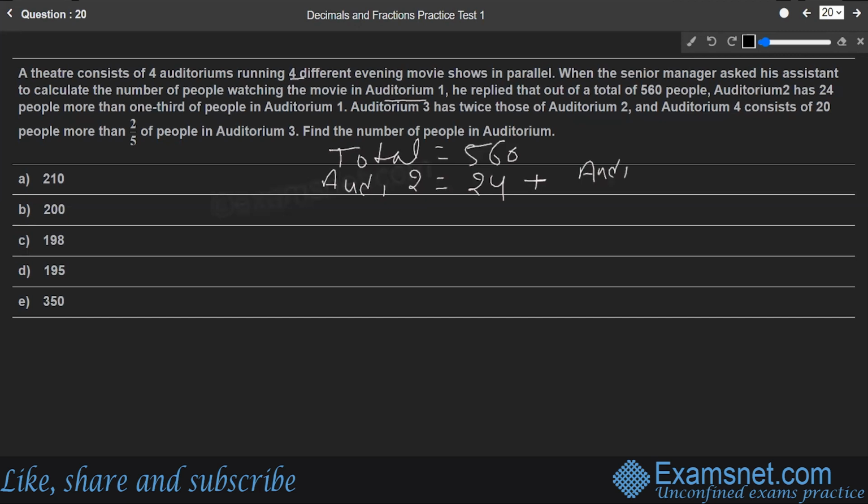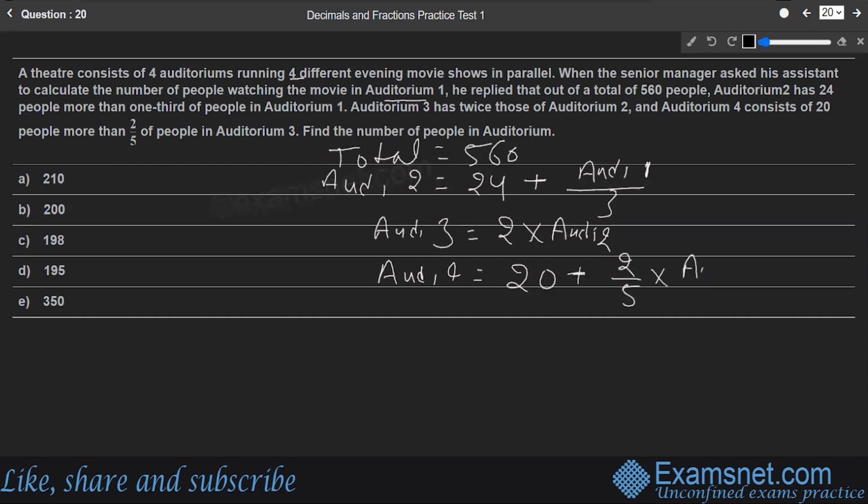So Audi 1's one third. This is the condition for Audi 2. Then auditorium 3 has twice those of auditorium 2. So we can write like this. Auditorium 3 has twice the people in auditorium number 2. This is the second condition. And auditorium 4 consists of 20 people more. So Audi 4 consists of 20 plus 2 by 5 of the people in Audi 3. This is how we're going to write this.